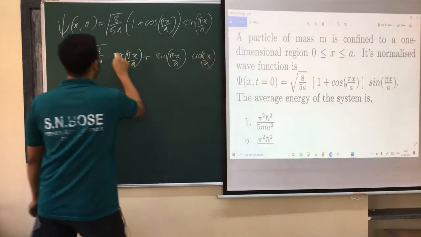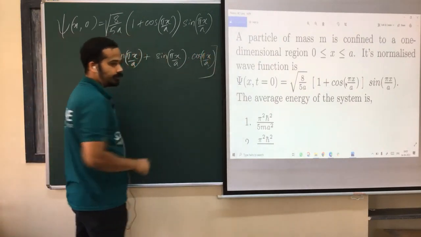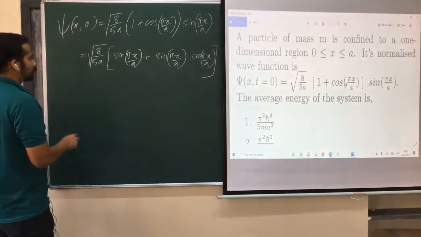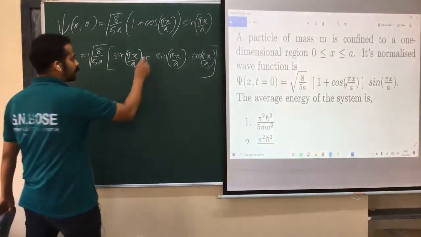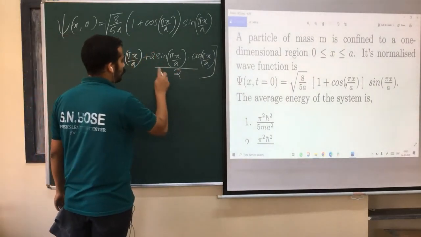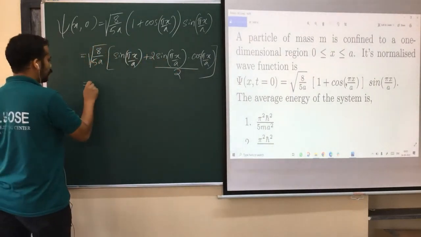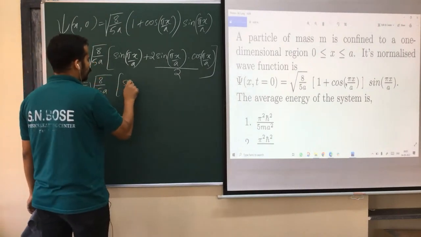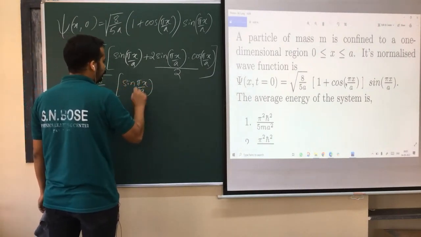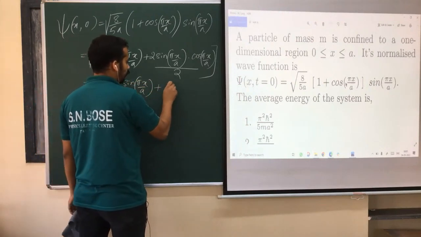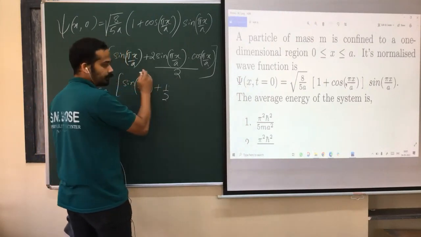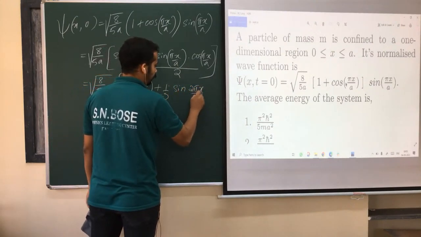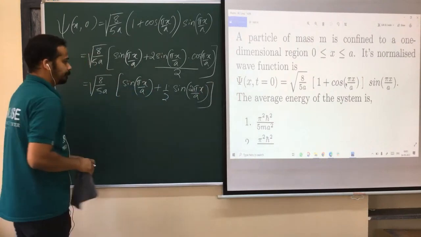Let me explain some more logic here. If we grasp more from one problem, then you can apply the same logic to other problems. So can I write this as 2 divided by 2? 2 sin theta cos theta is sine of 2 theta. Am I right? Root of 8 by 5a, sine pi x by a, plus half, since sin theta cos theta is half of sine of 2 theta, sine of 2 pi x by a. Am I right?